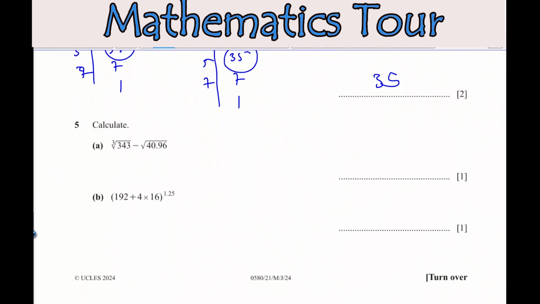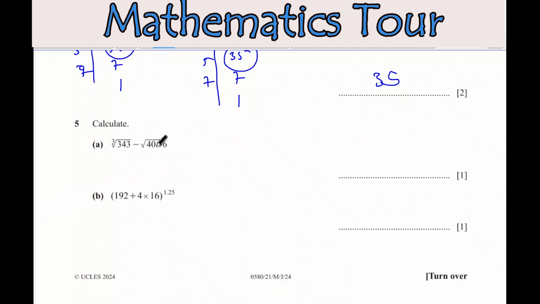Question 5a. So you are asked to do this. So this is pretty easy. You can easily input this into your calculator. So this is my calculator here. So we need cube root. So you press shift, then cube root should be here.